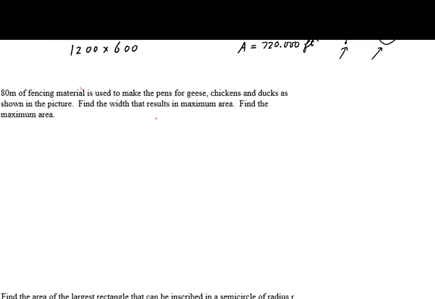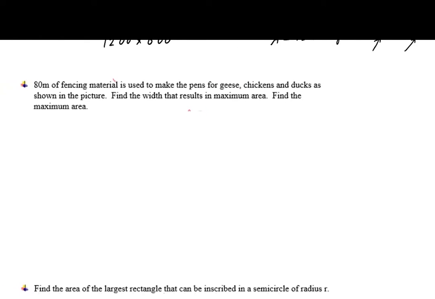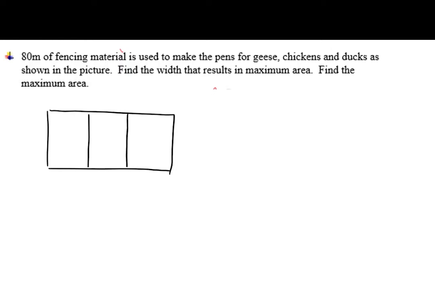Now let's move on to a Precalculus type of problem, or Algebra 2. I think this problem was in your pre-calc book. So this time, 80 meters of fencing material, and then the farmer wants to build this type of thing. Okay, equal area, and we want to maximize the overall area.